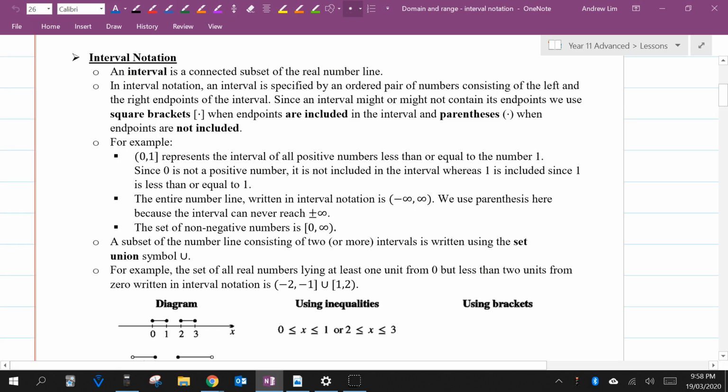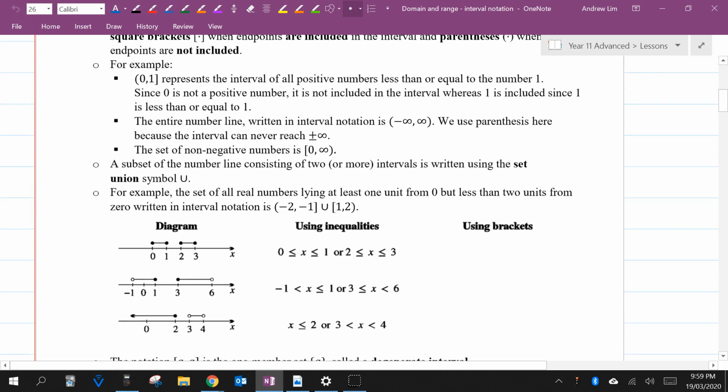The entire number line written in interval notation is parentheses negative infinity, infinity, parentheses. So we use parentheses here because the interval can never reach plus or minus infinity, because infinity is not really a number, it's more of a concept. The set of non-negative numbers is square bracket 0, infinity, parentheses.